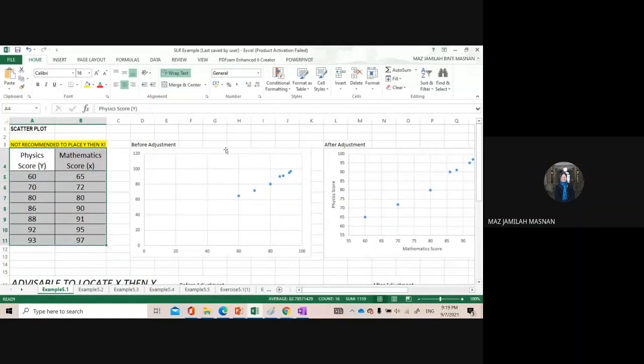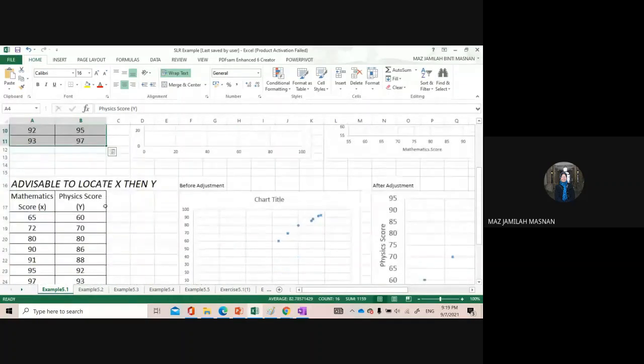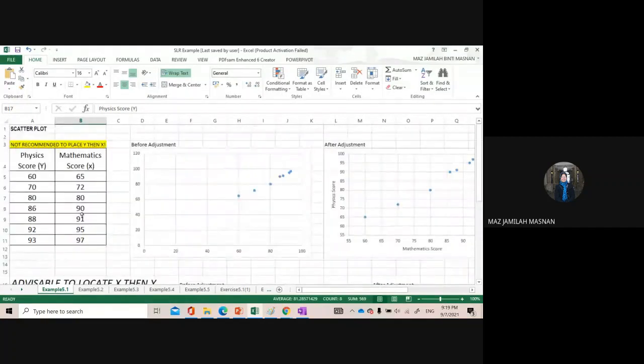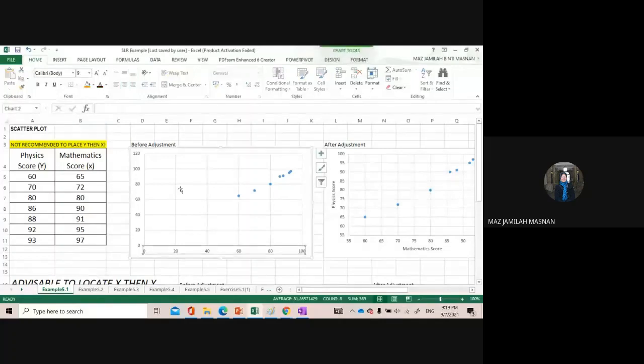I know I can change the setting of the graph, but I want to minimize the function of x and y in terms of the scatter plot. So I urge you, if you can, please put your x in the first column, followed by your y in the second column, because it will be y. If you put y first, then your scatter plot will read your y as your x.